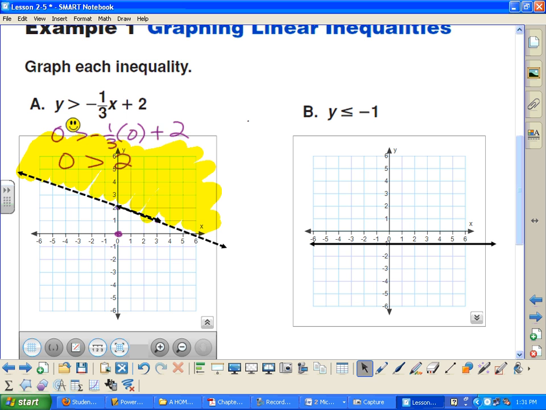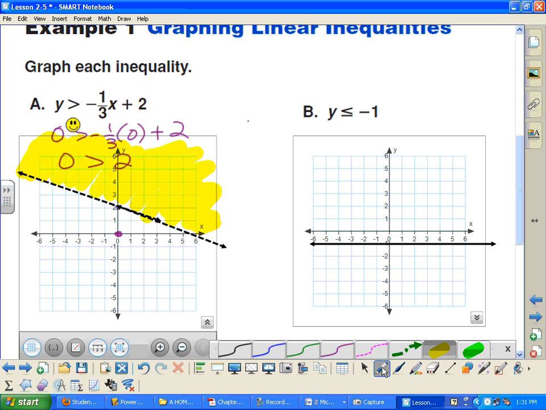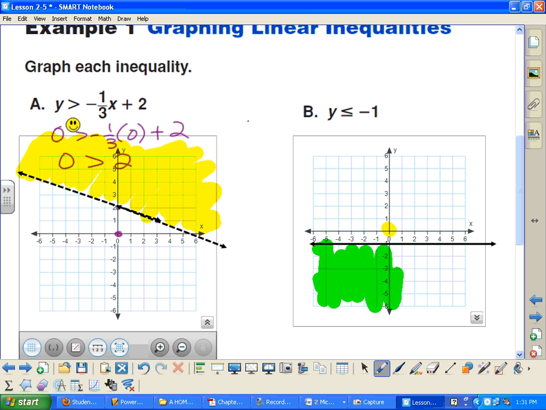So if I put 0 in here for y, would that be a true statement? Is 0 less than or equal to negative 1? Is that number less than or equal to negative 1? No, it's greater than, right? Okay, so it's false, so we'll shade below the line.